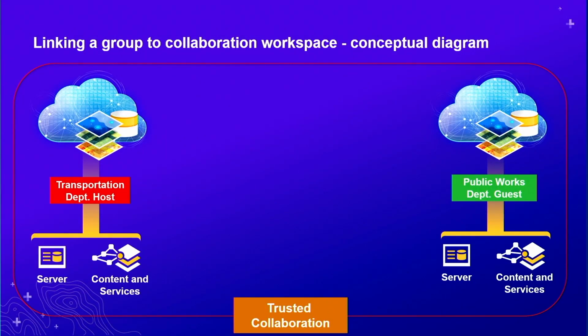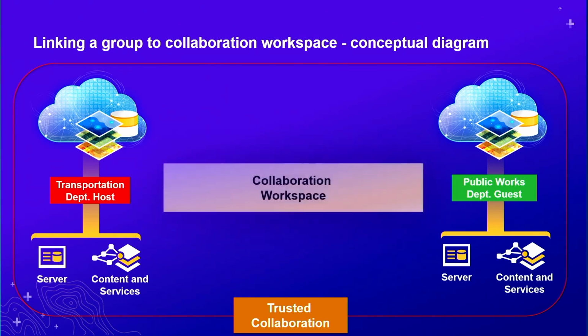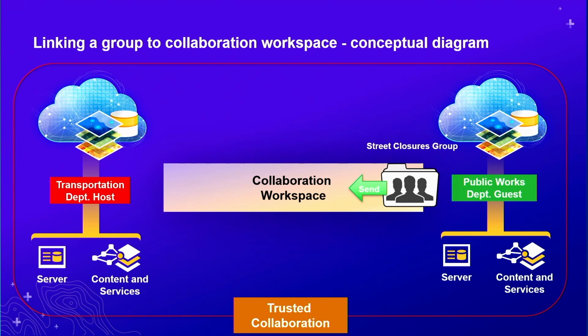So in this conceptual diagram, I have the transportation department host on the left-hand side, and I have the public works department guest on the right-hand side. They're already in a trusted collaboration. This collaboration has one collaboration workspace. The Public Works Department has already joined their street closures group to this collaboration workspace.